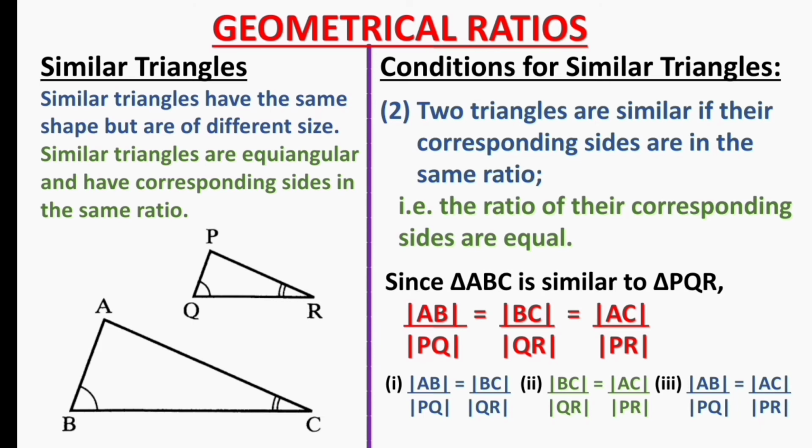Once again, here we have three equations in one. The first equation being the ratio of AB to PQ is equal to the ratio of BC to QR. The second equation here is the ratio of BC to QR is equal to the ratio of AC to PR. While the third equation here is the ratio of AB to PQ is equal to the ratio of AC to PR. Please take note of these two conditions for similar triangles.